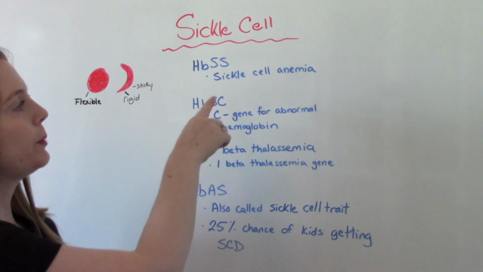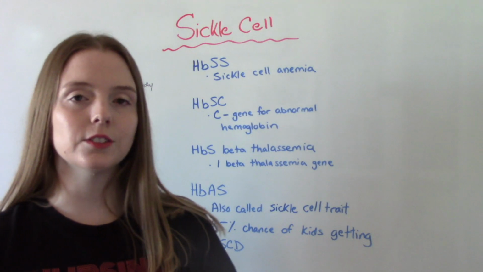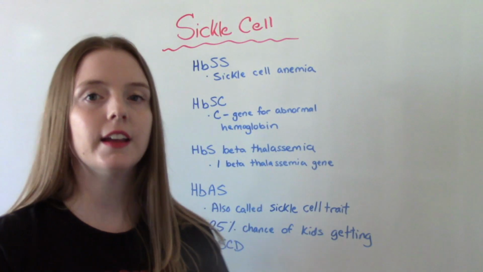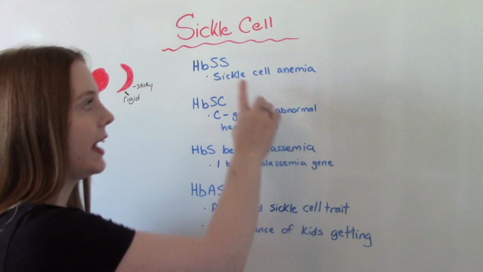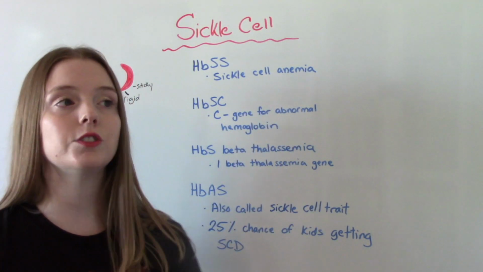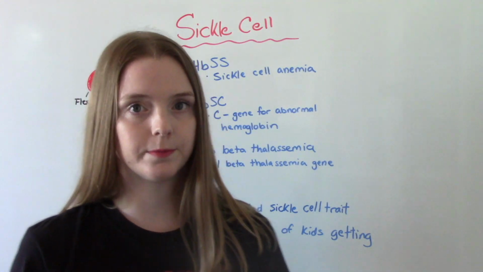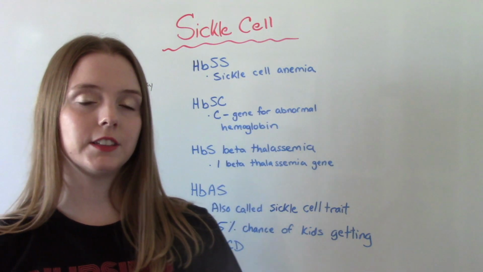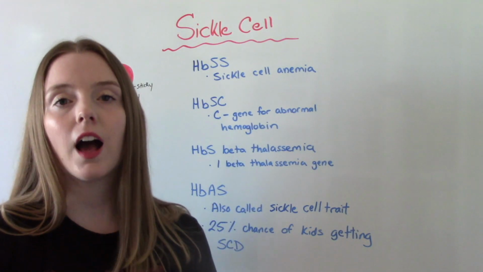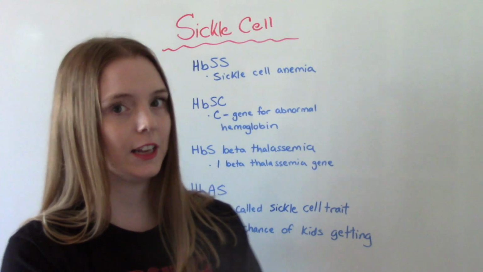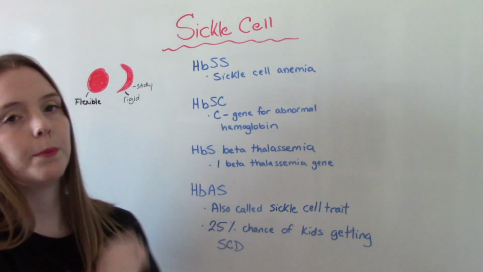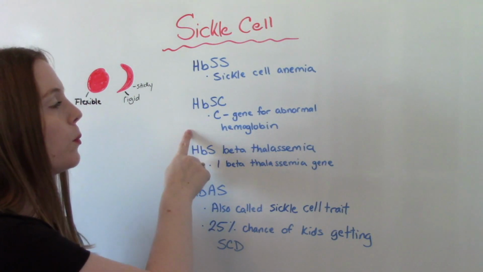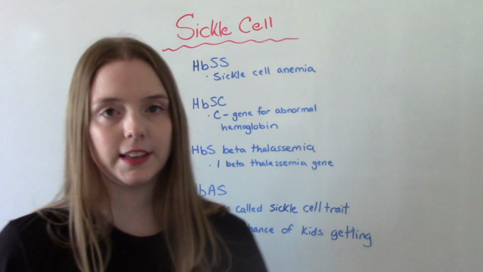So HbSS, you get the sickle cell gene, so the S, from each parent. So one from mom, one from dad. These are the children who are more likely to have sickle cell anemia, which is the most severe form of the disease. HbSC, one parent gives the child the sickle cell gene, and the other parent has a different hemoglobin disorder, which is represented by the C. So that's why it's SC. This is a more mild form of sickle cell anemia.